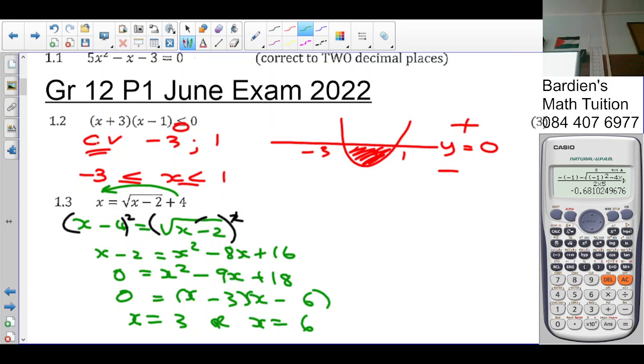Now of course you must test if it works. So I put 3 into wherever I see x on the right hand side, so it's 3 minus 2 is 1, the square root of 1 is 1, 1 plus 4 is 5, so 3 doesn't work. Then we put 6 in, on the right hand side we've got 6 minus 2 which is 4, the square root of 4 is 2, and 2 plus 4 is 6, so that one works. Okay, you always test and check which one works.